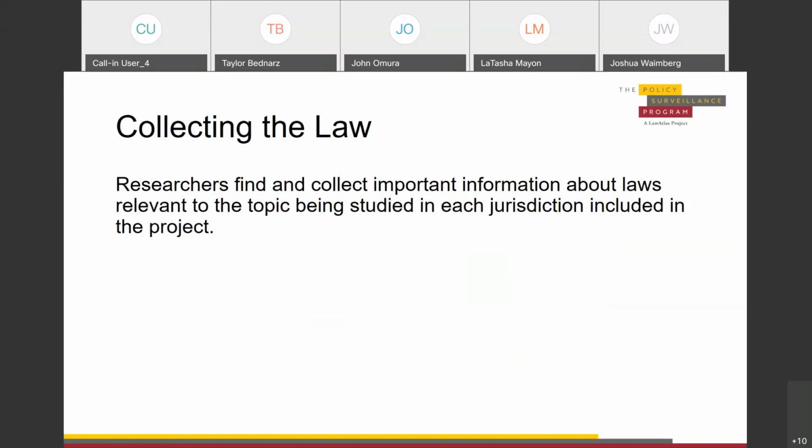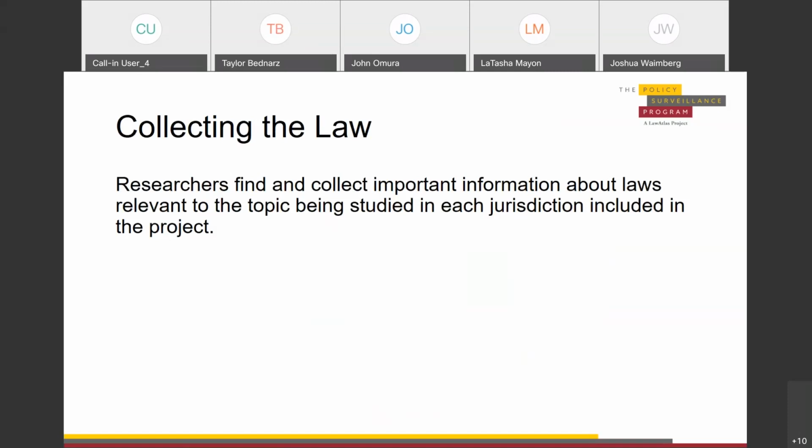As you collect the law, the search strategy should be refined and recorded. It's also important to note that the process for collecting the law is the same for cross-sectional and longitudinal projects. Generally, there are a few differences that we're going to get to later. There's an additional document that we use in longitudinal projects, but we're going to get to that in a second.